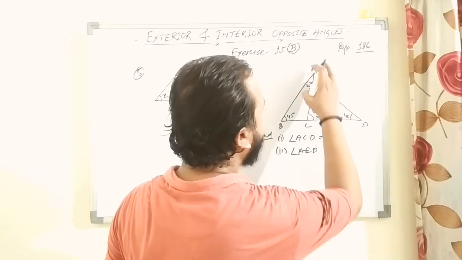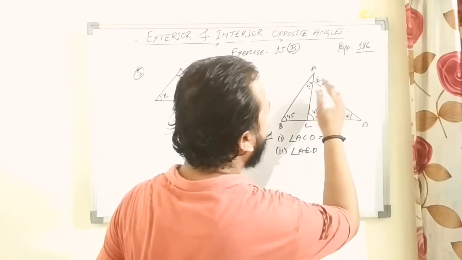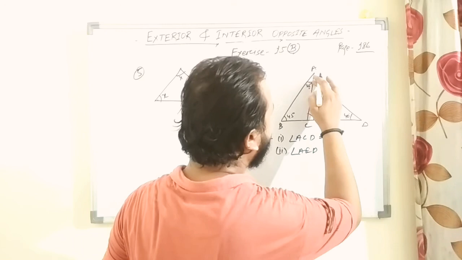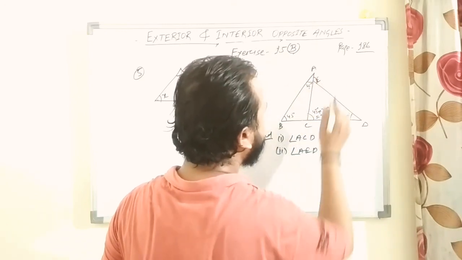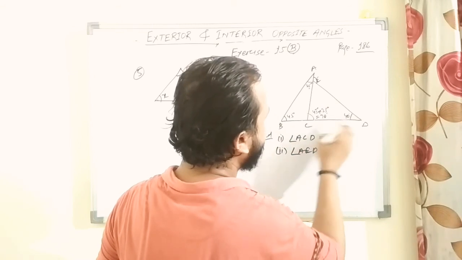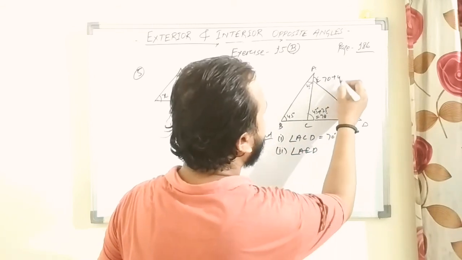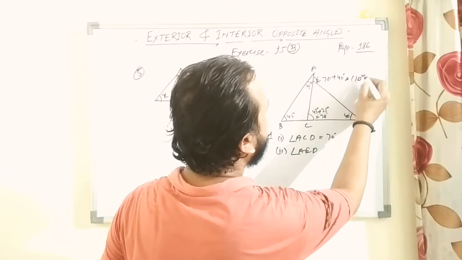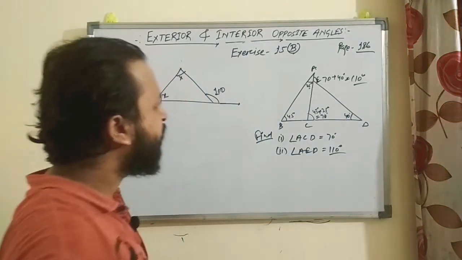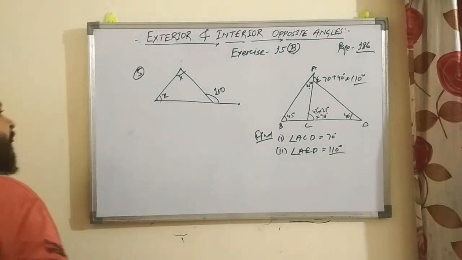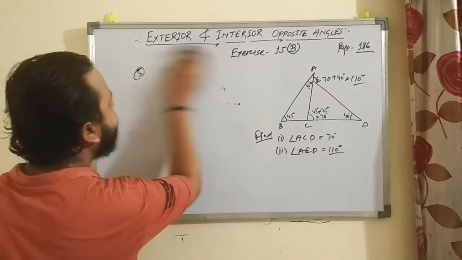Now you have to find AED. So if you are talking about this triangle, this side is extended, so you have to find this angle. So this is the sum of these two. So this is 70 plus 40, so 110. Right? This was a very easy one. Now come to the next question.